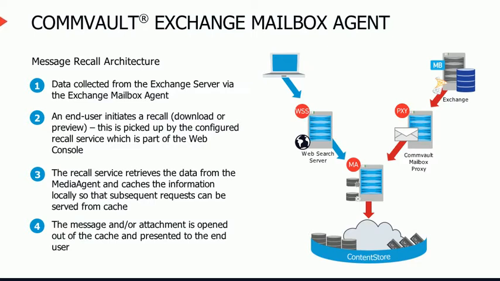The left-hand side of this diagram shows the core process that occurs when a user is recalling, either downloading or previewing, protected Exchange data. After an end user initiates a recall, this is picked up by the configured recall service, which is part of the web console. The recall service retrieves the data from the media agent and caches the information locally so that subsequent requests can be served from the cache. The message and/or attachment is opened out of the cache and presented to the end user. This process effectively removes the Exchange server from the recall path.